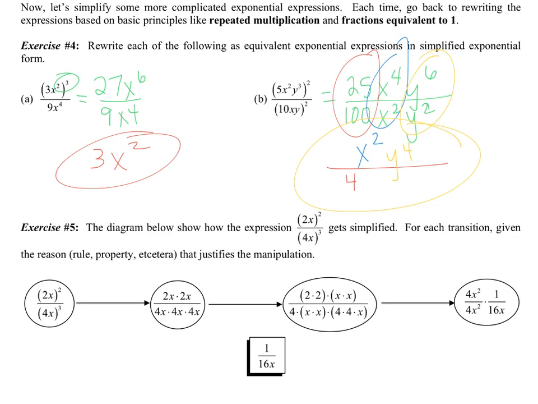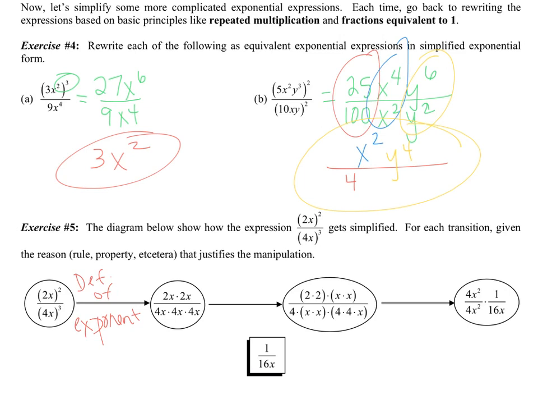The diagram below shows how the expression gets simplified. For each transition, give the reason, the rule, property, etc. that justifies the manipulation. So, from the first one to the second one, it's just the definition of an exponent. You're really just taking 2x to the second power and expanding it.